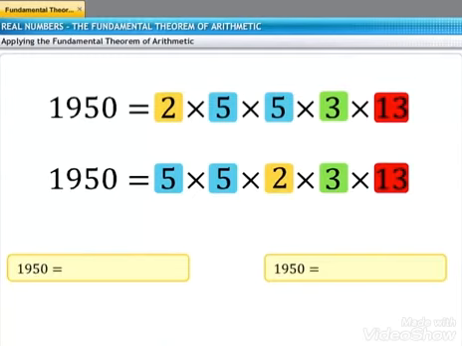We can write the prime factorization of a number in the form of powers of its prime factors. Let us see how this is done. This is how it is done. Since 5 occurs twice in the prime factorization of 1950, its power is 2. Since 2, 3, and 13 occur once in the prime factorization of 1950, their power is 1.